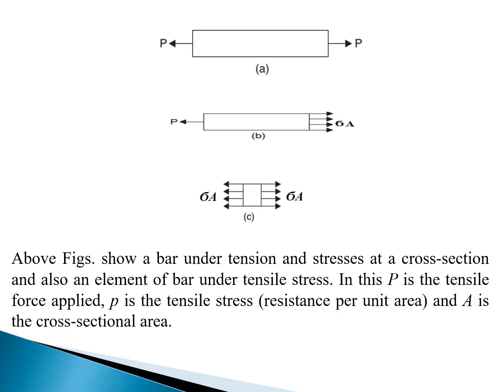Now it is clearly shown that the figure shows the bar under tension and stresses at a cross section, and also an element of the bar under tensile stress. In this, P is the tensile force, as I have already mentioned. Tensile stress, denoted by sigma or small p, is the resistance per unit area, and A is the cross-sectional area. So finally capital P equals tensile stress sigma into A.